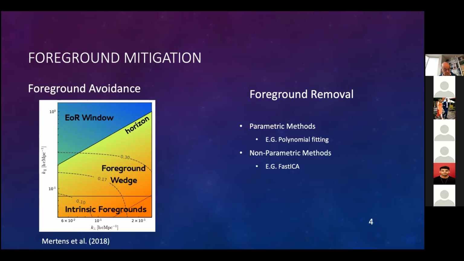The second are non-parametric methods. Non-parametric methods assume nothing of the data a priori, and this has a few advantages. As Isabella mentioned, for example, you might get polarization leakages. You also get mode mixing due to the chromatic nature of the instrument. These can lead to highly fluctuating signals that parametric methods such as polynomial fitting can't pick out. And so non-parametric methods use the data to model the foregrounds. An example of this is FastICA.